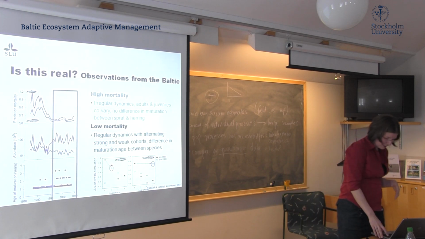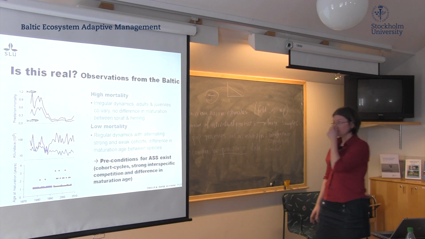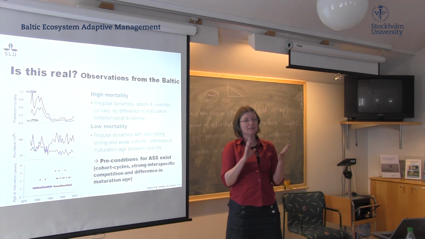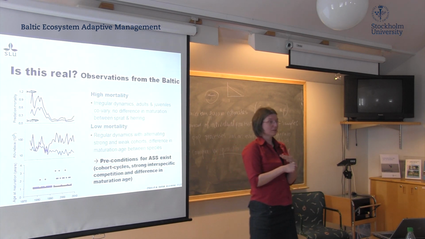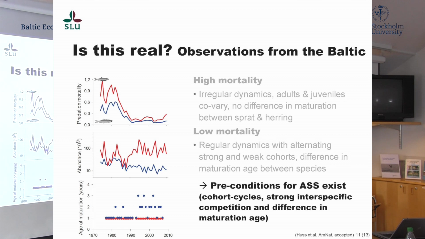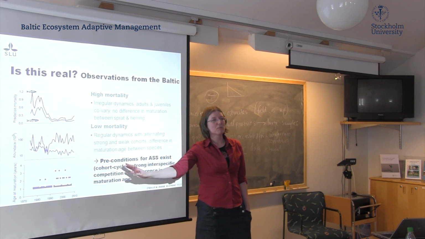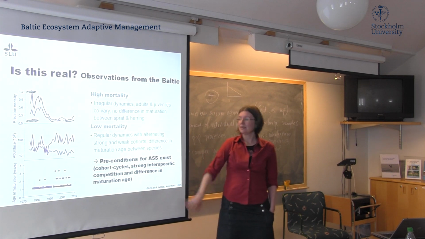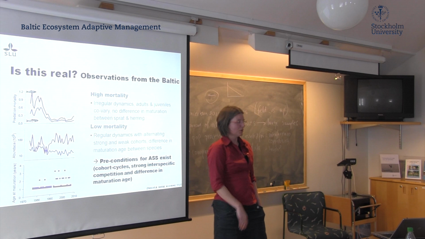So what does this really show? Well, it could be driven by other things, but what it does say is that we see cohort cycles. We see these out-of-phase dynamics and strong cohorts followed by weak cohorts. So they are cycling, and they are strong competitors, sprat and herring in the Baltic. And we have this difference in age at maturation, saying that they might be cycling out of phase. I can't say that we have alternative stable states, but I know that these mechanisms, which I used the model to elucidate, cause alternative stable states in the model, and I see some evidence in the data that those mechanisms might be there.